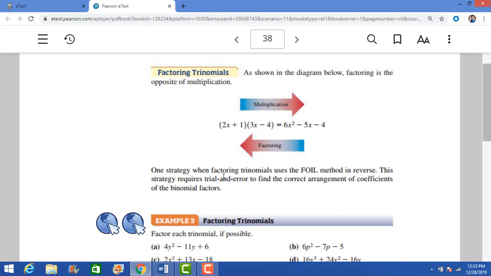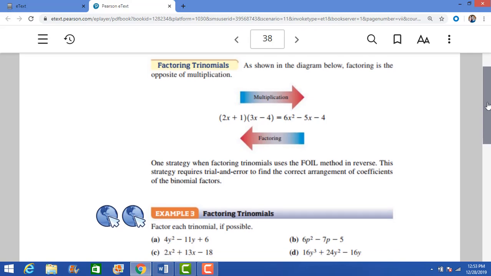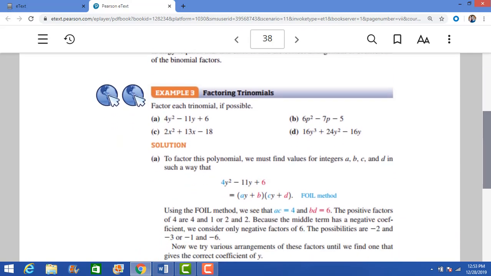One strategy when factoring trinomials is to use the FOIL method in reverse. This strategy requires trial and error. I'm not a big fan of trial and error unless you're good at it, which most people aren't. With simple trinomials, it's easy to do, but with more complicated ones, it's not so easy. I'm not a big fan of trial and error and trying to figure out what coefficients go where. If you like to solve the puzzle like that, I mean, I love problem solving, but if there are other tools we can use, I'd rather use those.